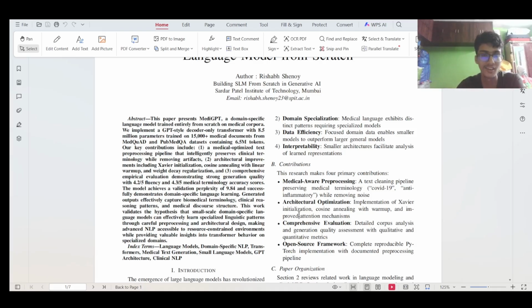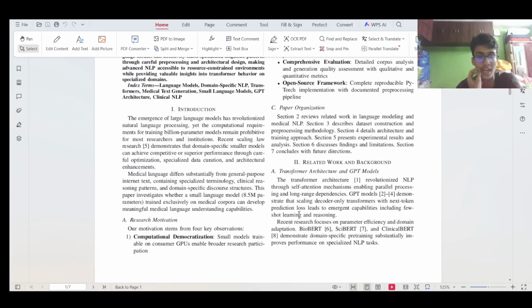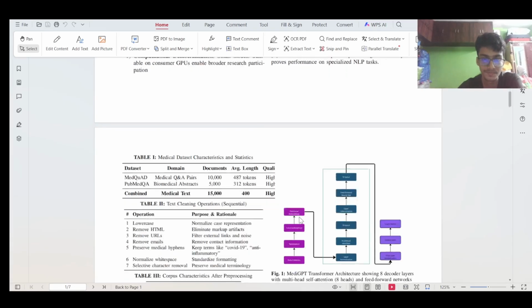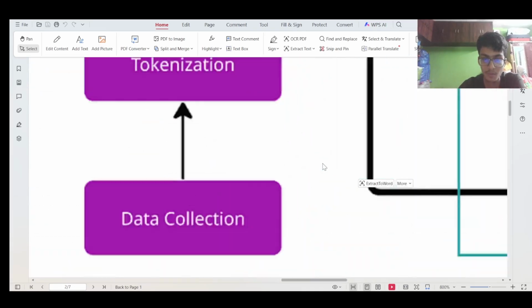So that's the reason. And completely building it from scratch also means that we are trying to make it understand the essence of the language with just a small amount of data and a small number of parameters. So that's the main idea behind this project, and we'll see later how our SLMs have produced better results. As you can see, this is the transformer architecture.